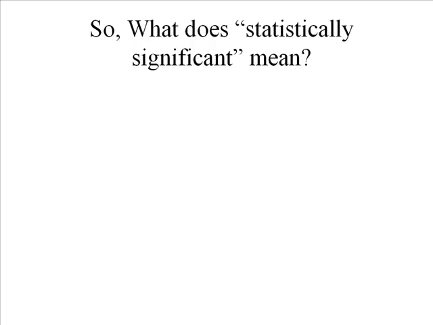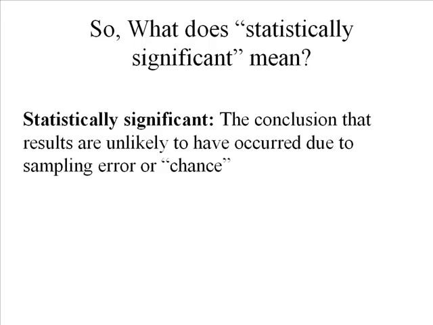So, if statistically significant does not indicate that results are meaningful or important, what does it tell us? Specifically, a statistically significant conclusion is one that says the results are unlikely to have occurred due to sampling error or chance alone.